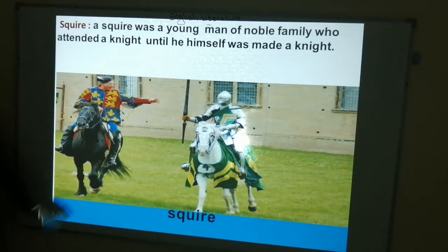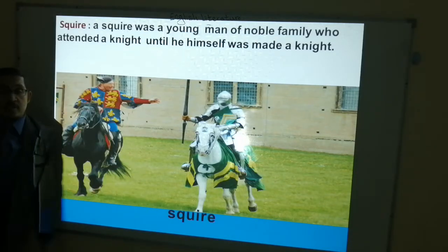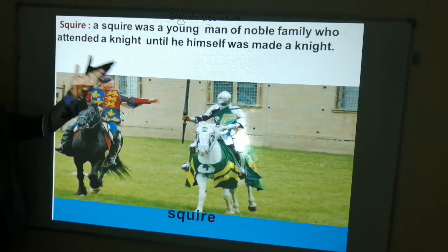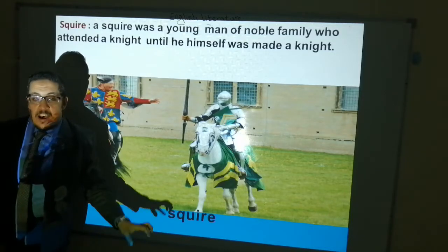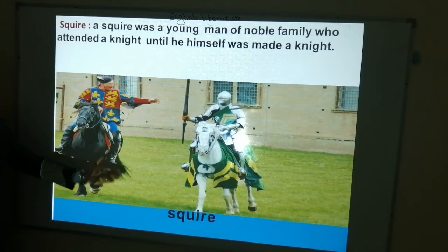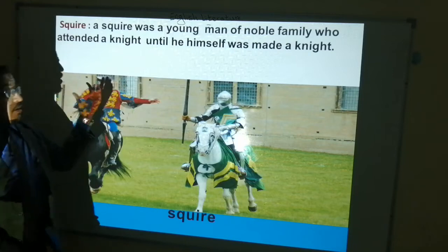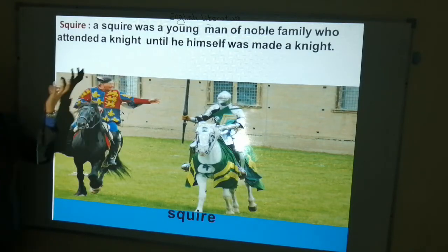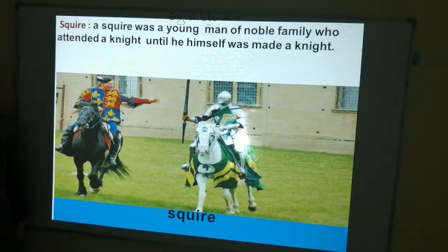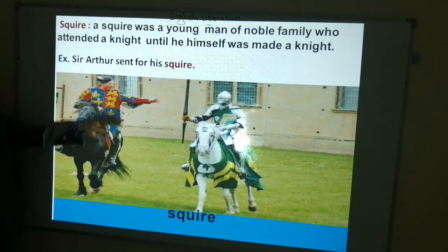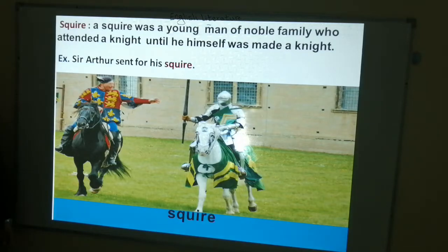Squire. A squire, what does it mean? A squire was a young man of noble family who attended a knight until he himself was made a knight. For example, Sir Arthur sent for his squire.